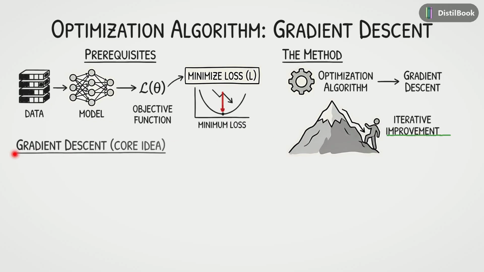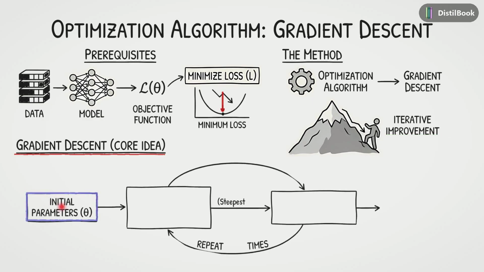Let's break down gradient descent as a core idea into specific steps. We begin with initial parameters, denoted as theta. These are often just random guesses to start with. Then we enter a learning loop. First, we check loss change. Mathematically, we calculate this gradient symbol, triangle L, which tells us the slope or steepness of the error at our current position. Using this information, we find the gradient or steepest path downhill.